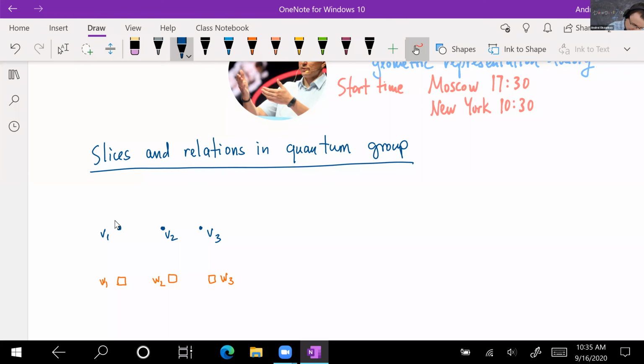So maybe there's a loop here, and this loop comes with its opposite loop. Maybe I'll draw it the other way around, and then there's maybe two arrows here, and the corresponding opposite arrows, etc. And then, of course, there's the framing.